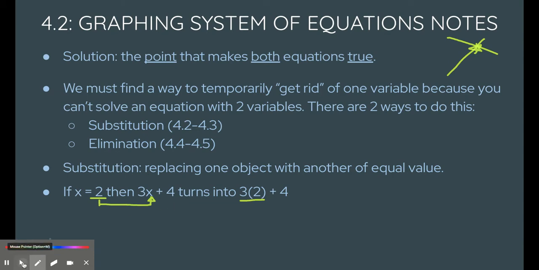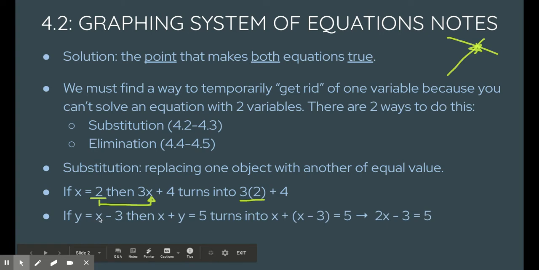Now let's look at another example that's more like what you're going to end up doing today. If y equals x minus 3, so this time it's not just a number, it's got a variable in it too. You were going to replace y with x minus 3. So we're going to take this whole thing, the x and the minus 3, and plug them in for y right here. And that looks like this.